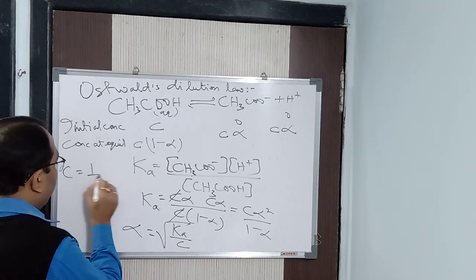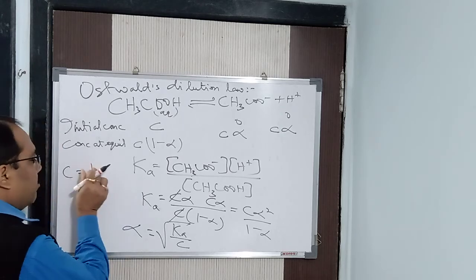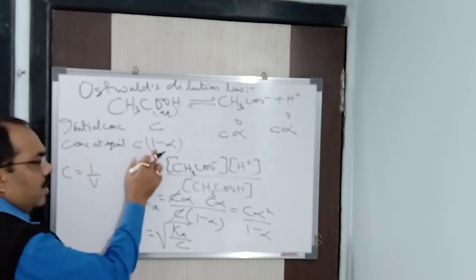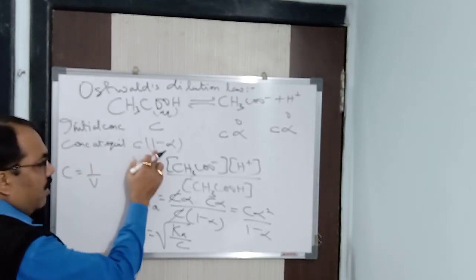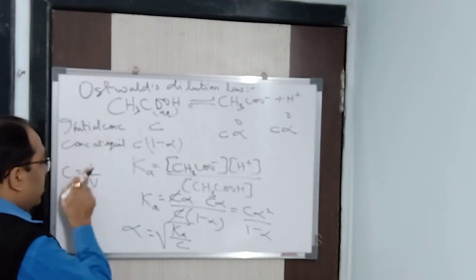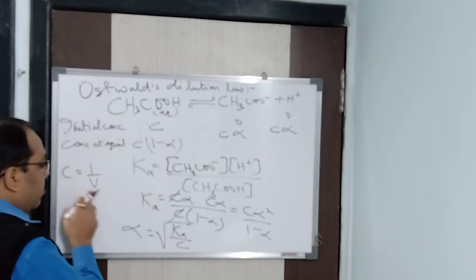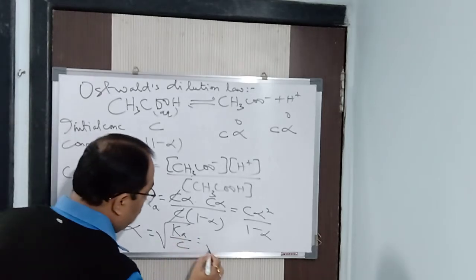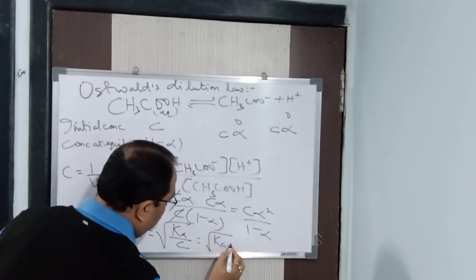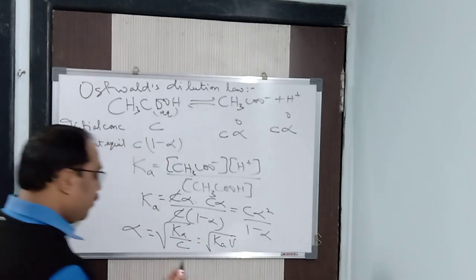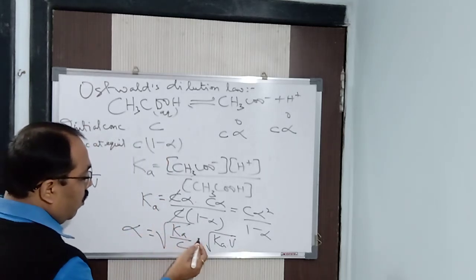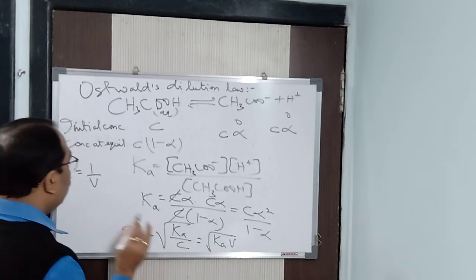Concentration is equal to 1 by V. What is the formula? Number of moles by volume. So number of moles I have taken as 1 here. You can see I have taken it initially as 1. So hence 1 by V. So in place of C, if I put 1 by V, it will be root over of Ka into V. That's it. Alpha is equal to either root over of Ka by C or root over of Ka into V.